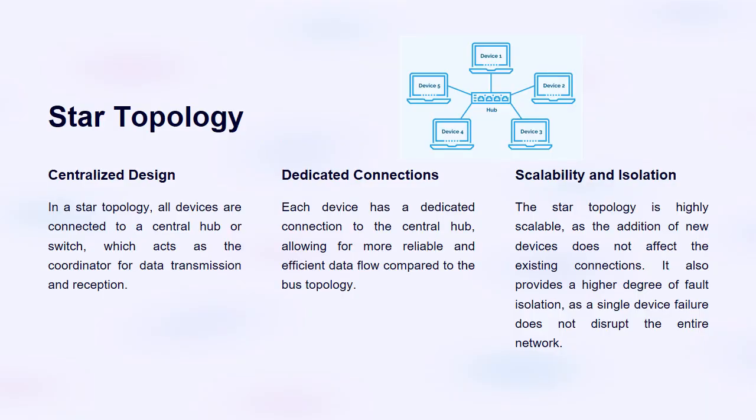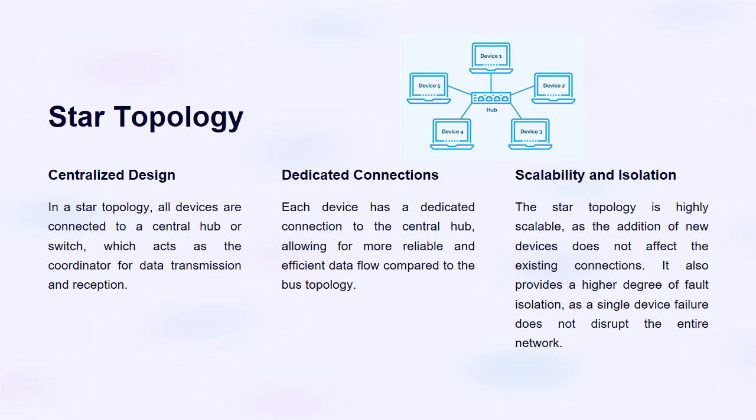In a star topology, all devices are connected to a central hub or switch which acts as the coordinator for data transmission and reception. Each device has a dedicated connection to the central hub, as you can see in the diagram also, allowing for more reliable and efficient data flow compared to the bus topology.